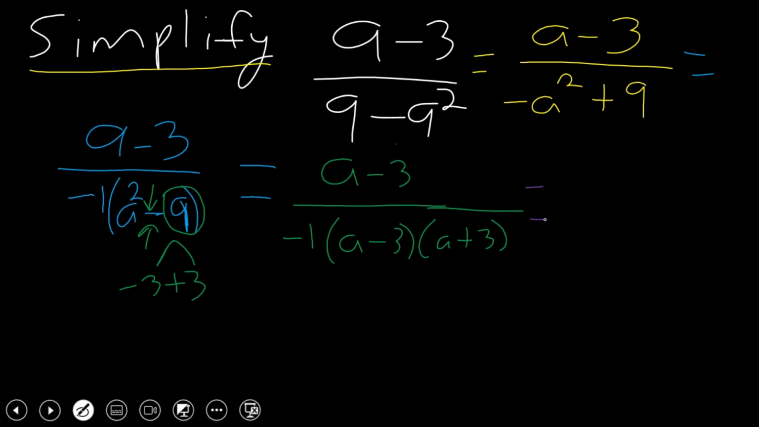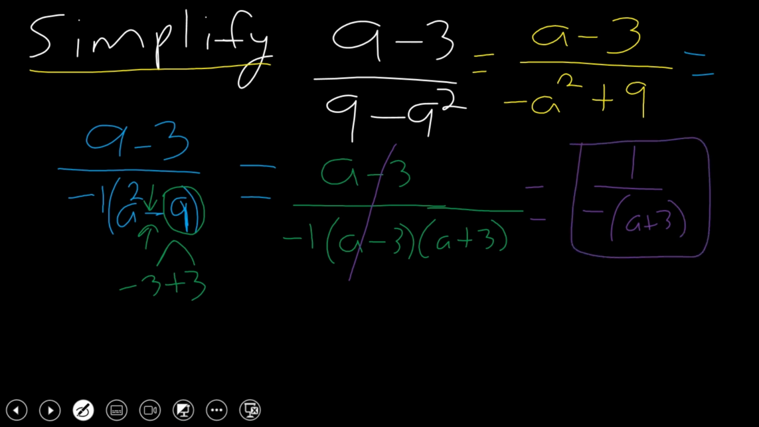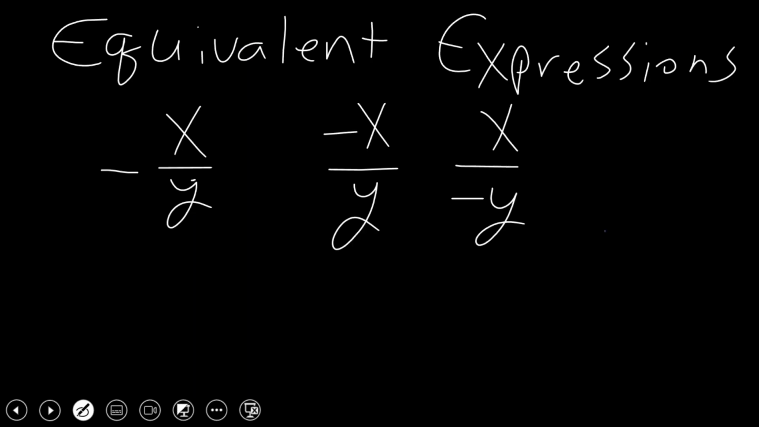Okay, so now we're going to cross out our common items. And so the a minus 3 cancels out with the a minus 3 in the bottom. So we're going to have 1 over negative a plus 3. And that is our answer for this one. You don't have to put the 1 there, but you can, okay? It's your preference, okay?